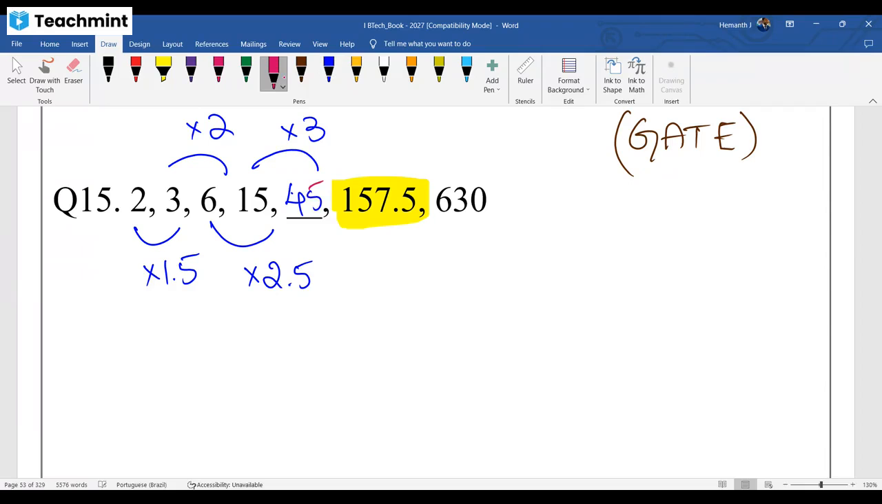Then multiplied by 3.5, then multiplied by 4. See this. A typical question actually given for 2 marks in the GATE exam. In GATE, we have 1 mark and 2 mark questions both. This is the 2 marks question given in the GATE exam. 2, 3, 6, 15, 45, 157.5, 630, multiplied with 1.5, 2, 2.5, 3, 3.5, 4. Ending with 0.5 is also a hint.